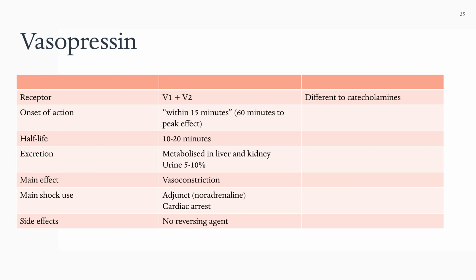Overseas, they use it as an adjunct after noradrenaline. The problem with vasopressin is there's no reversing agent. We'll get to the impact of that just now.